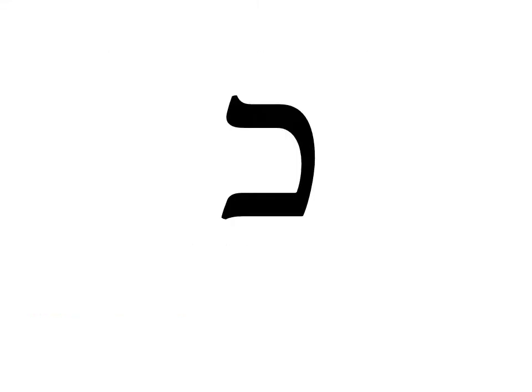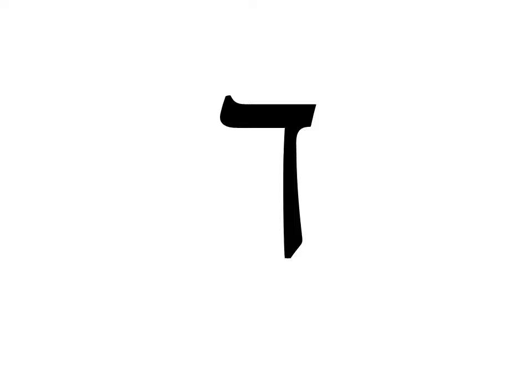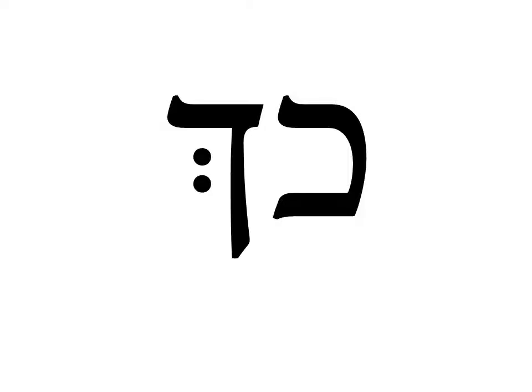At the beginning of a word or in the middle of a word, kaf looks like this, as we learned in the previous video. At the end of a word, however, we have final kaf, which in Hebrew is called kaf sofit. Together, the two forms look like this. Notice that I have put the initial form on the right and the final form on the left.